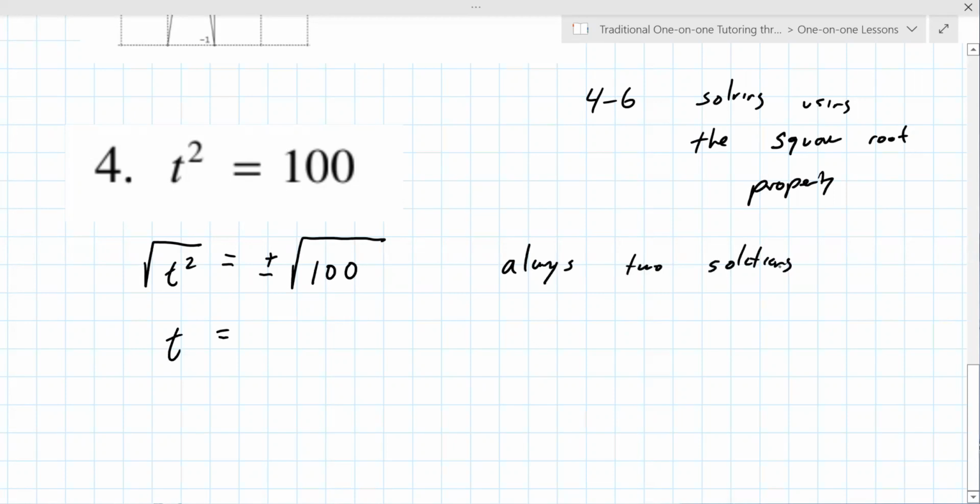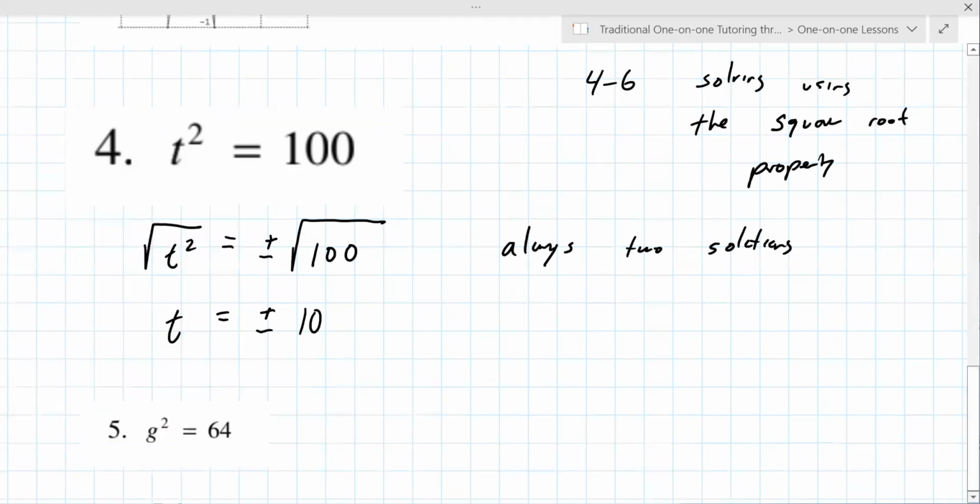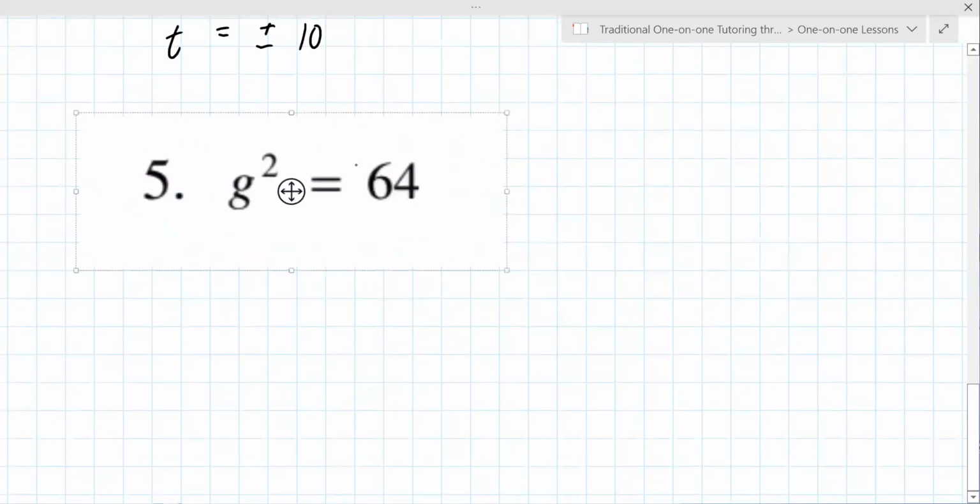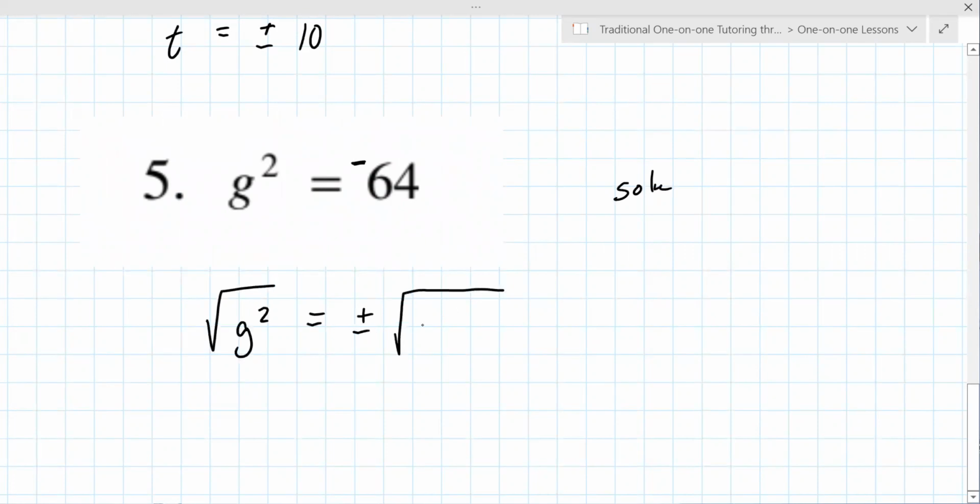Okay. So this is plus or minus 10. Now, is it okay if I modify question 5 slightly? It's too much like question 4. So let's say this is actually negative 64. Okay, and they want you to solve it. So you still do the same thing. You still take the square root of both sides. It's still plus or minus the square root of negative 64. Okay, but the difference is now these are not real solutions.